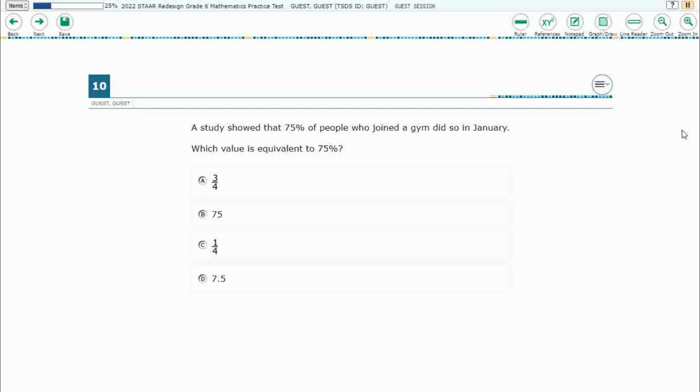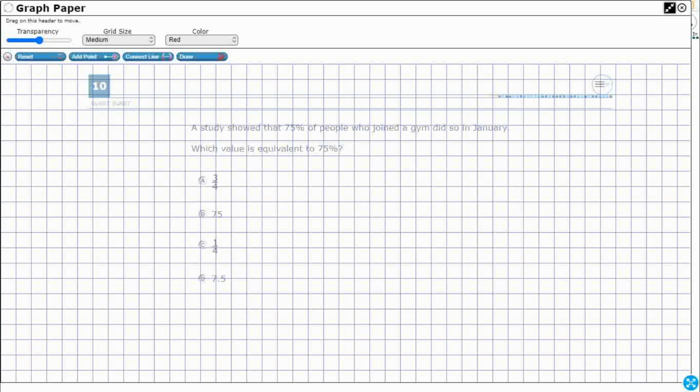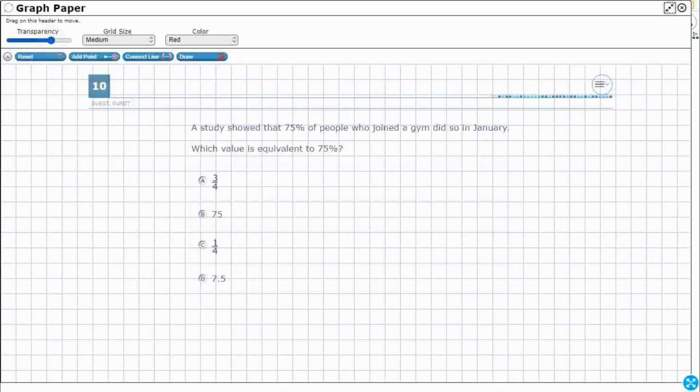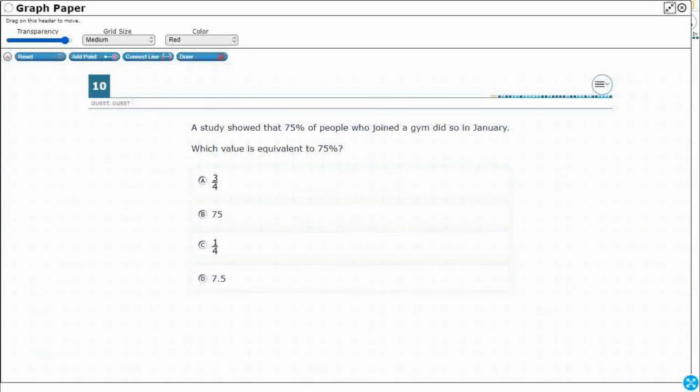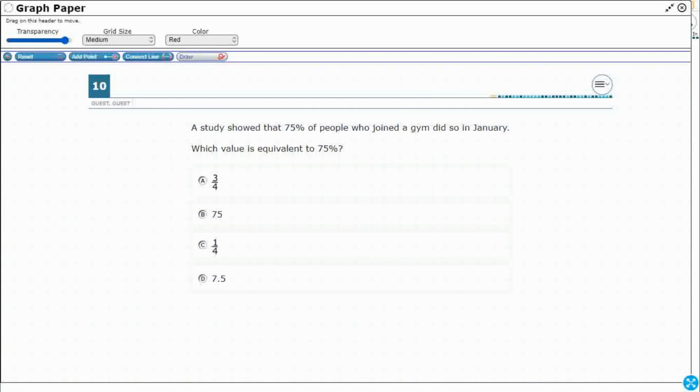So we have a study shows 75% of people who joined a gym did so in January, which value is equivalent to 75%. So we're simply just trying to find something that's equal to 75%. Let's open up our graph draw feature here. There's a few different ways that we can solve this. So we have a percent.